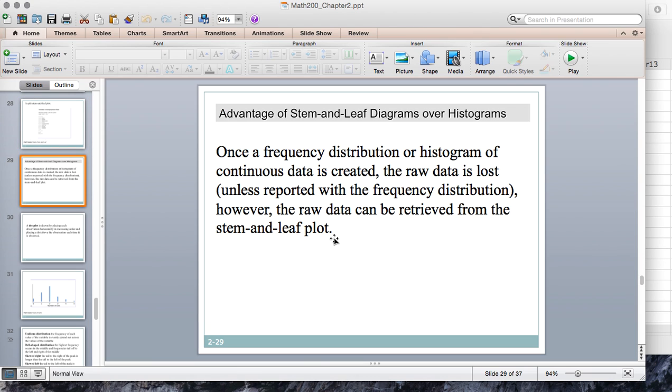When you look at a histogram, the raw data is pretty much lost unless it's reported with a frequency distribution. But that is one nice thing about a stem and leaf plot. You still have your raw data in front of you.